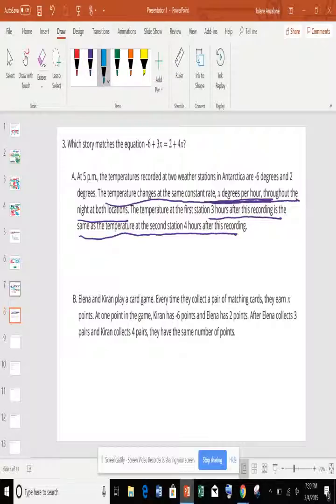Elena and Kieran play a card game. Every time they collect a pair of matching cards, they earn X points. So the X represents the points. If we look at the equation, we have 3x and 4x. So if we look for the 3 and the 4, we can decide if things match up. It says after Elena collects 3 pairs and Kieran collects 4 pairs. So if x is points, does the equation match up if we have Elena collecting 3 pairs? Would that be a 3x? Those are the kind of things that you want to look at to help you determine the answer to 3.